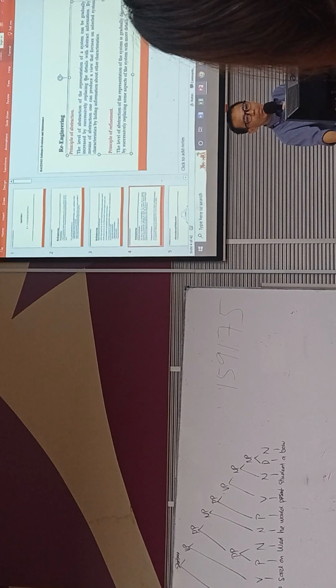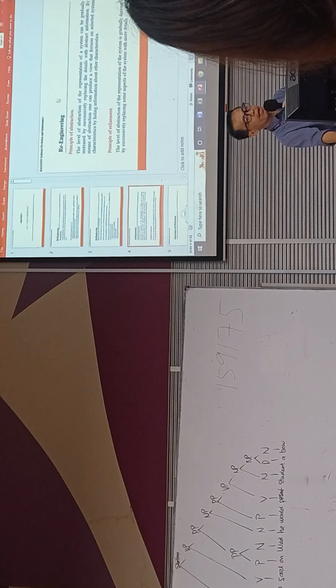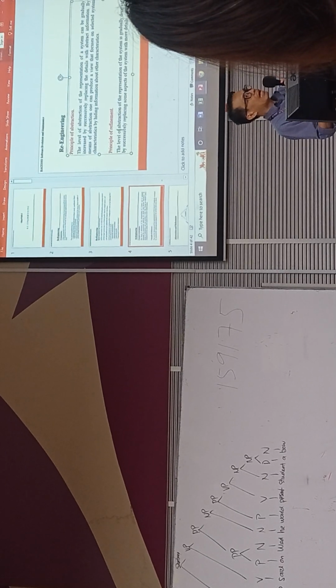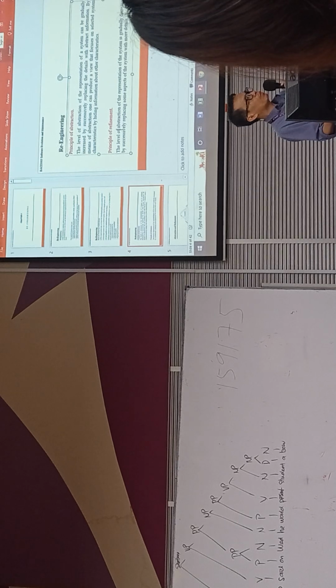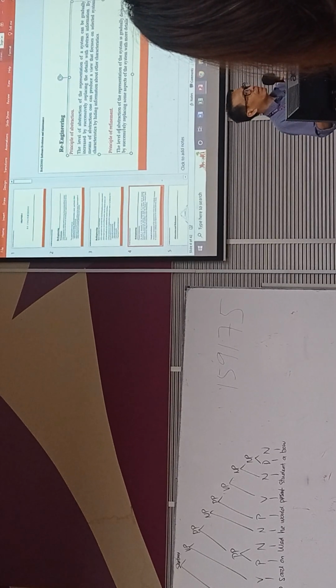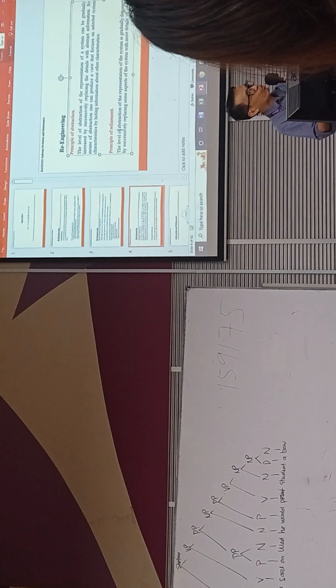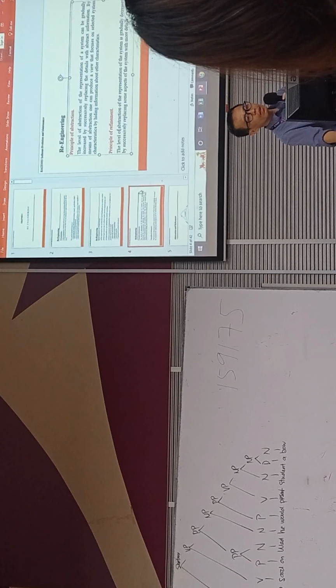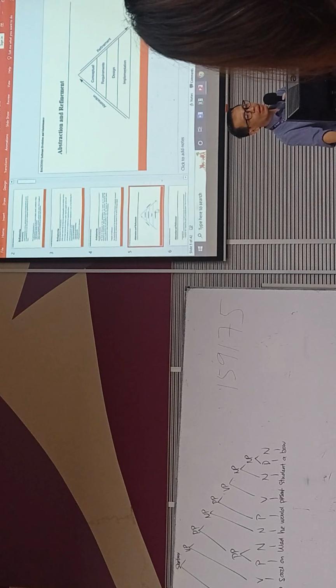This is what is meant by the principle of abstraction. Principle of refinement is the other way around. The level of abstraction will be decreased, which means that the detailed representation will be increased. Understand? Okay? So, why do I say it like that?